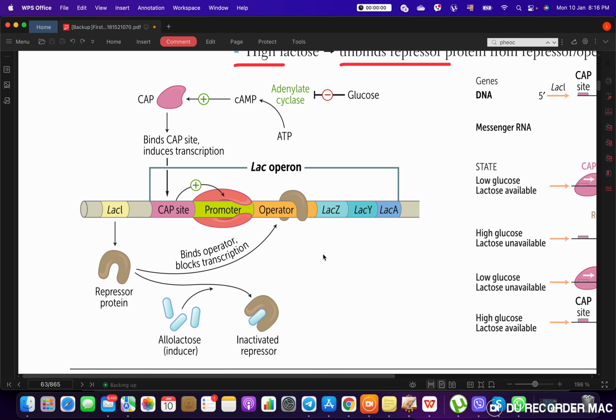So let me ask the following now. If I have plenty of glucose and plenty of lactose, will the bacteria be using glucose or lactose? Glucose, obviously. If glucose is absent and lactose is available, what is going to happen to the adenylate cyclase in the lac operon?